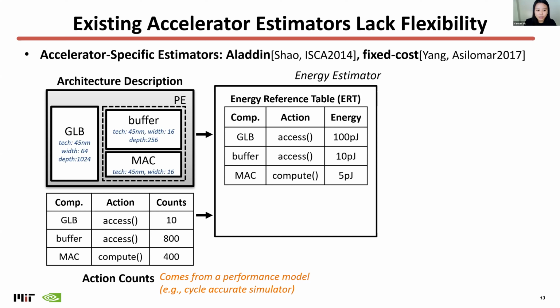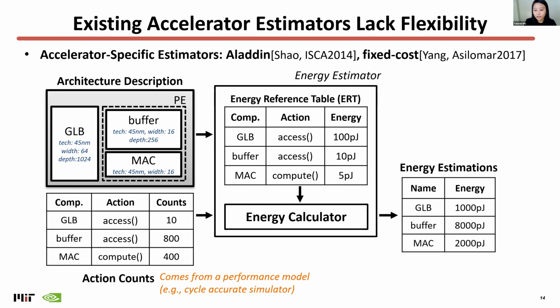Having both the architecture description and action counts, these types of energy estimators combine the information with the local energy reference table to do an energy calculation. Basically, this calculation combines the corresponding entries in the energy reference table and action counts to generate the energy estimate for each component in the design and to show what's the energy consumption by running this specific workload. So this is basically the high-level flow of how these existing works generate the energy estimation.